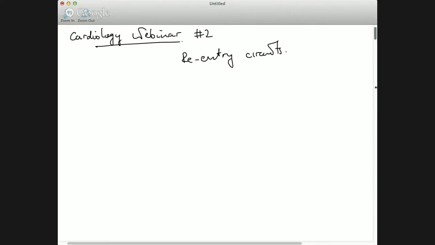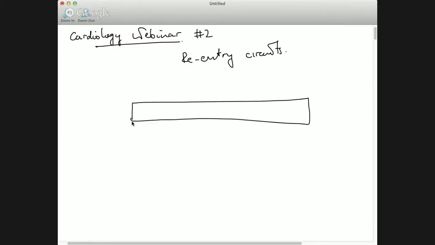So without further ado, I'll go into re-entry circuits and what they really mean. Now, the re-entry circuit, so in the heart, normally, if you take a piece of heart muscle, the heart muscle, in essence, is a little bit like a neuron.